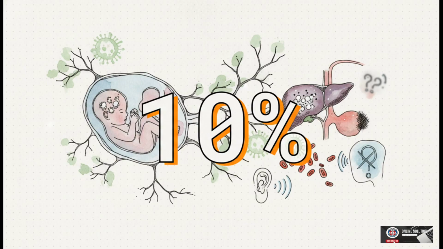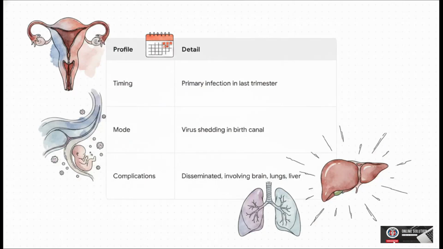But for that 10%, the clinical picture is incredibly severe. We're talking affected neonates showing intracranial calcifications, hepatosplenomegaly, thrombocytopenia, sensorineural deafness, and mental retardation. Now let's tackle the HSV, herpes simplex virus.